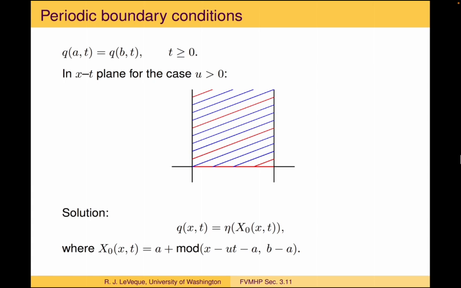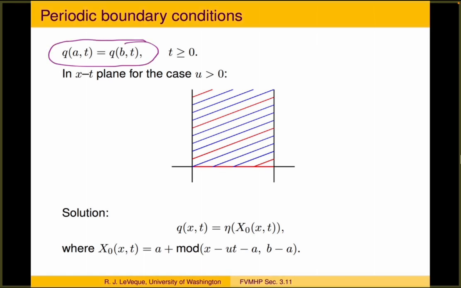There's another set of boundary conditions that's sometimes useful to look at in some situations, which are called periodic boundary conditions. And this is a different sort of boundary condition. This boundary condition says that Q at a,t is always equal to Q at b,t. So whatever we have at a is equal to what we have at b.